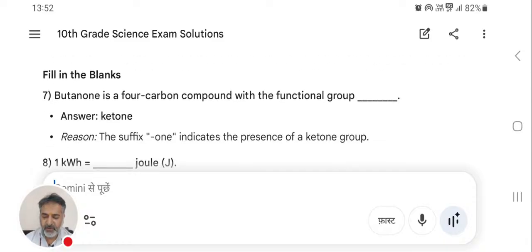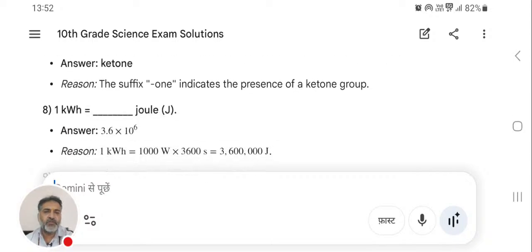Question number 7, fill in the blanks. Butanone is a 4 carbon compound with the functional group. The answer is ketone, because the suffix one indicates the presence of a ketone group.